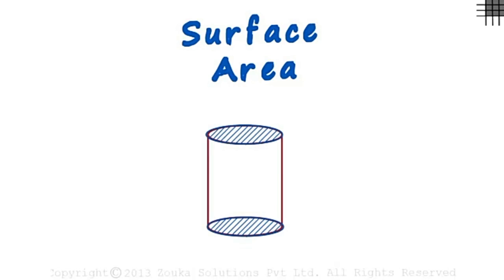Let us discuss the surface area of a cylinder. We know that in a cylinder there are two circular faces, one at the top and one at the bottom. These two circular faces are identical to each other. Now let us find the surface area of this cylinder.